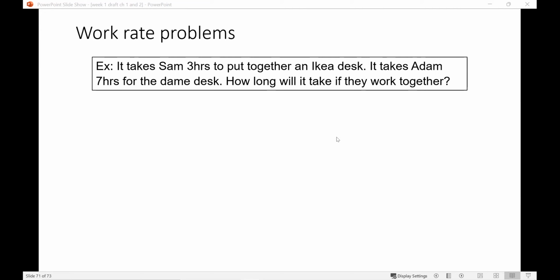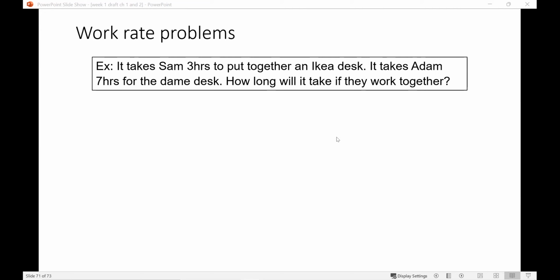If it takes Sam 3 hours to put a desk together, and it takes Adam 7 hours if he were to put the same desk together on his own, how long would it take them if they worked together? Now you have to keep in mind, because they're working together and Sam is so much faster, Sam is going to end up doing a lot more of the work, right? It's not like Sam's just going to work for an hour and a half and Adam's going to work for 3.5 hours, so they each do half the desk. They're both going to work the same amount of time.